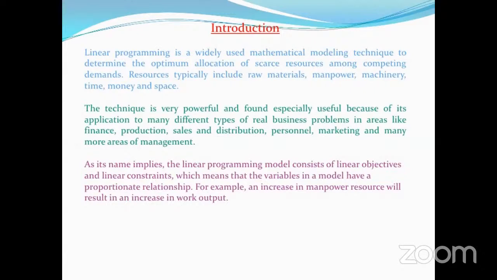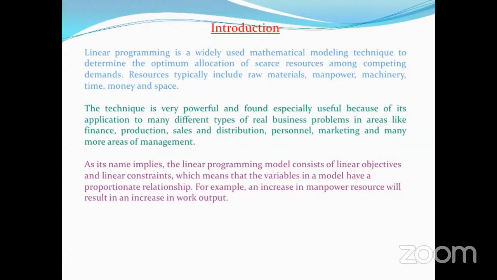Related objectives and related constraints mean that the variables in a model have a proportionate relationship. They must have a proportionate relationship. For example, an increase in manpower resource will result in an increase in work output. Obviously, if we increase the manpower in the production process, the production will increase. Work output is directly related to manpower. So that relationship must be there among the variables we are considering while solving the problem.